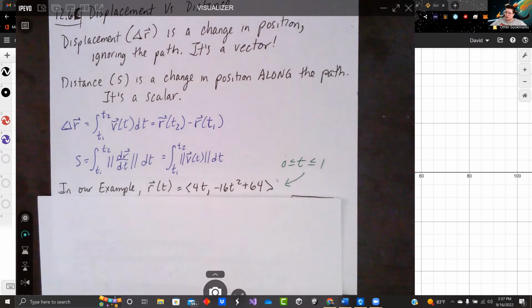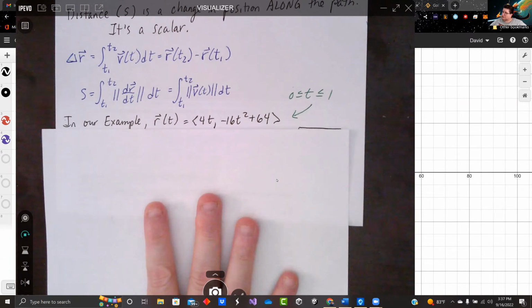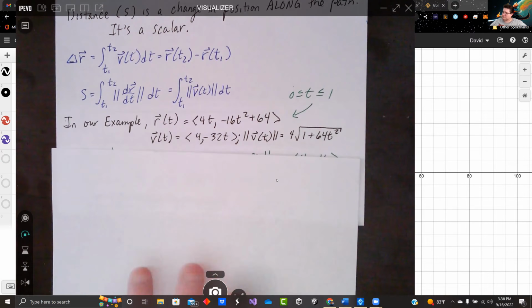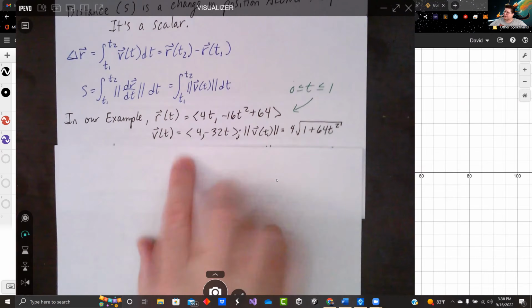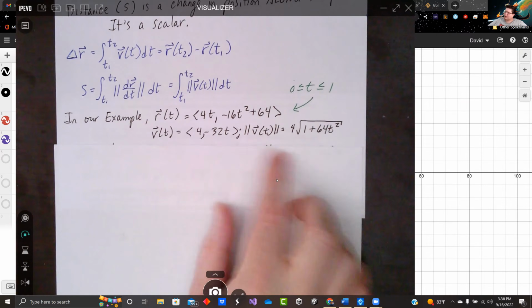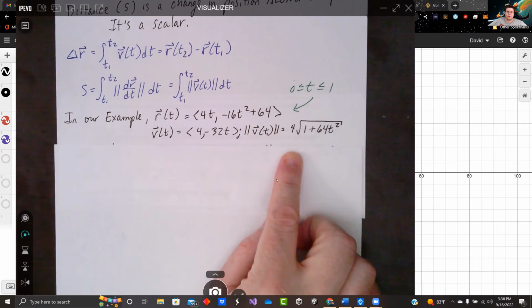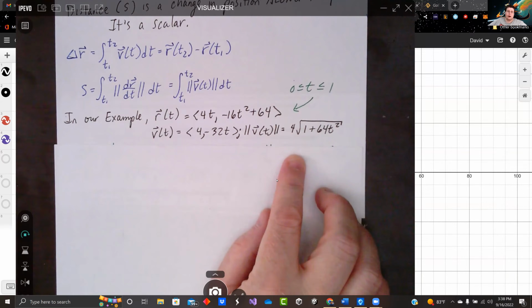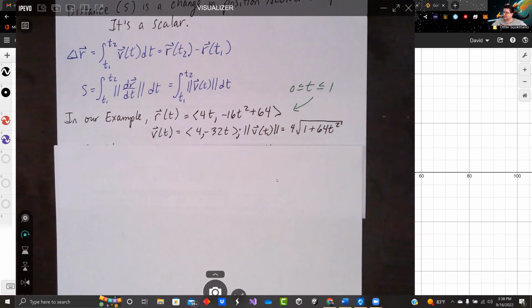let's just do our example. So in our example, r of t, we had this before: 4t and negative 16t squared plus 64. Our time derivative of position was velocity: 4 and negative 32t. And we had found that the magnitude of v of t was 4 times the square root of 1 plus 64t squared. We are going to do from 0 to 1 just to show what's the difference between displacement and distance.